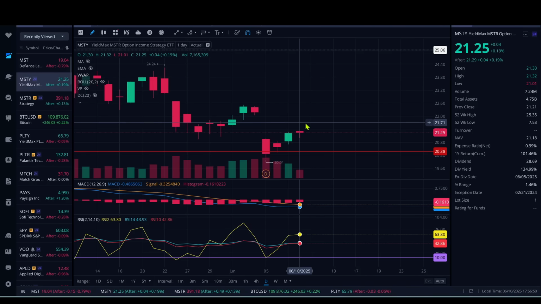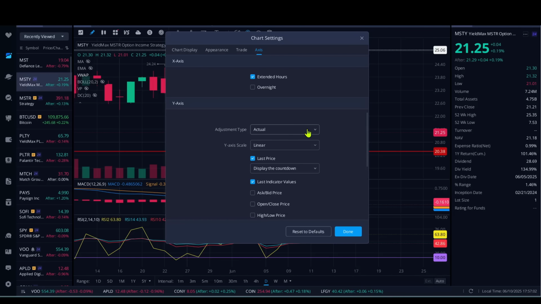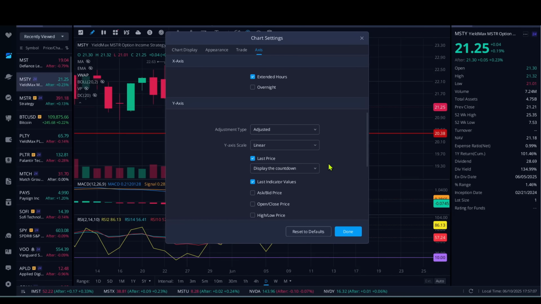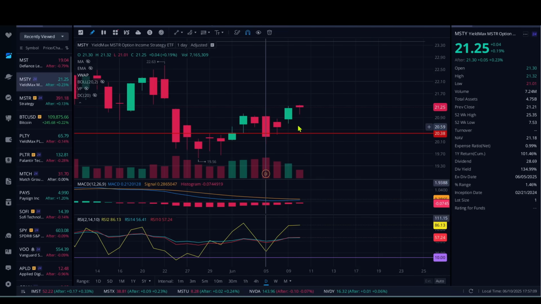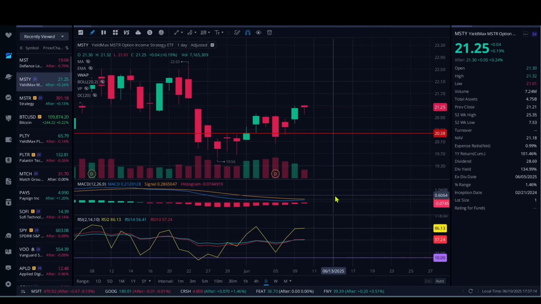So let's take a look at the indicators, and to do that, let's switch our chart over to the adjusted. And we can simply click those 3 lines at the top, switch it to adjusted, hit done, and there we go. Now, as you can see here, we do still have that red candle. Therefore, we've got some red volume. So that tracks right there.